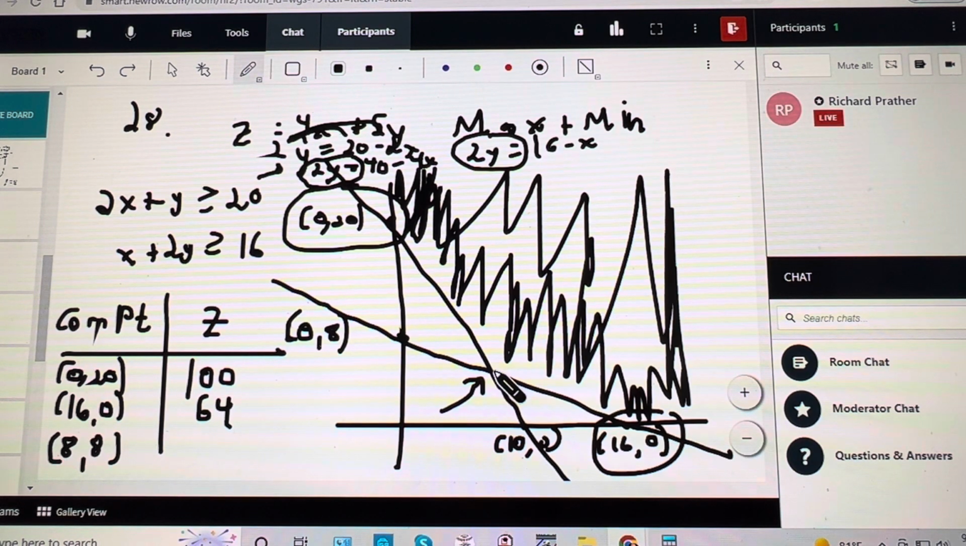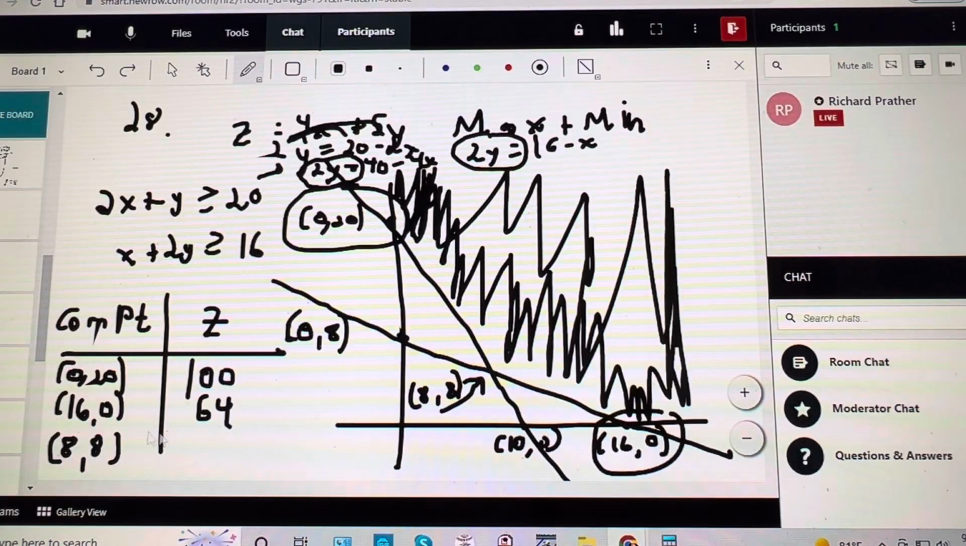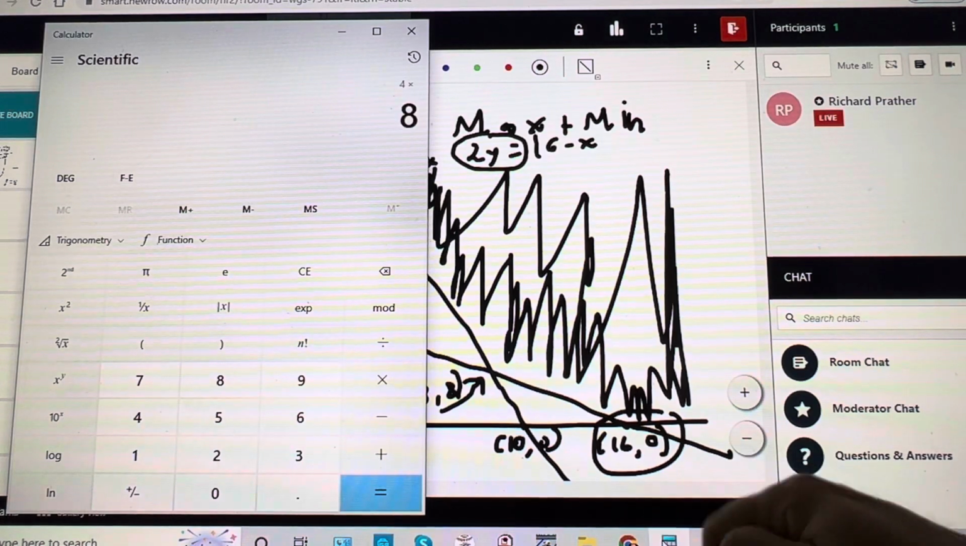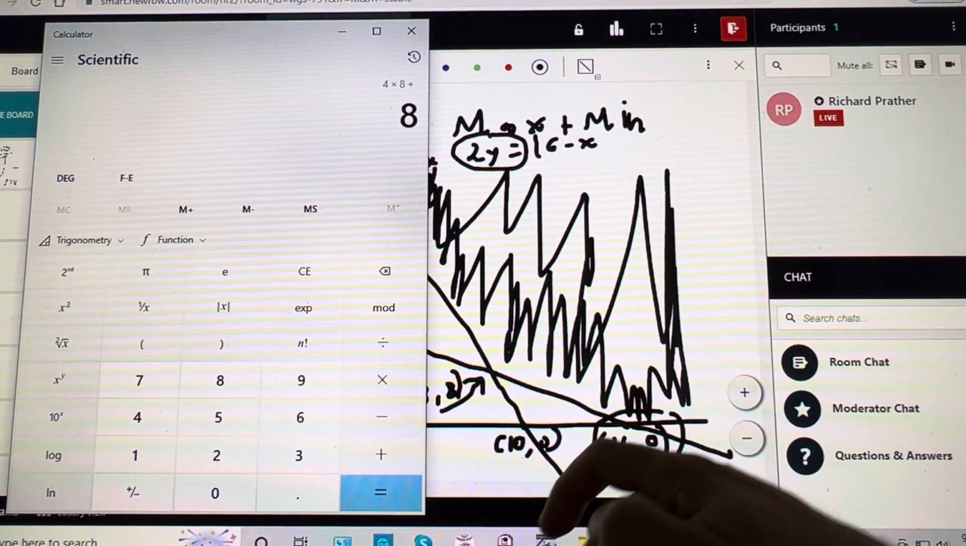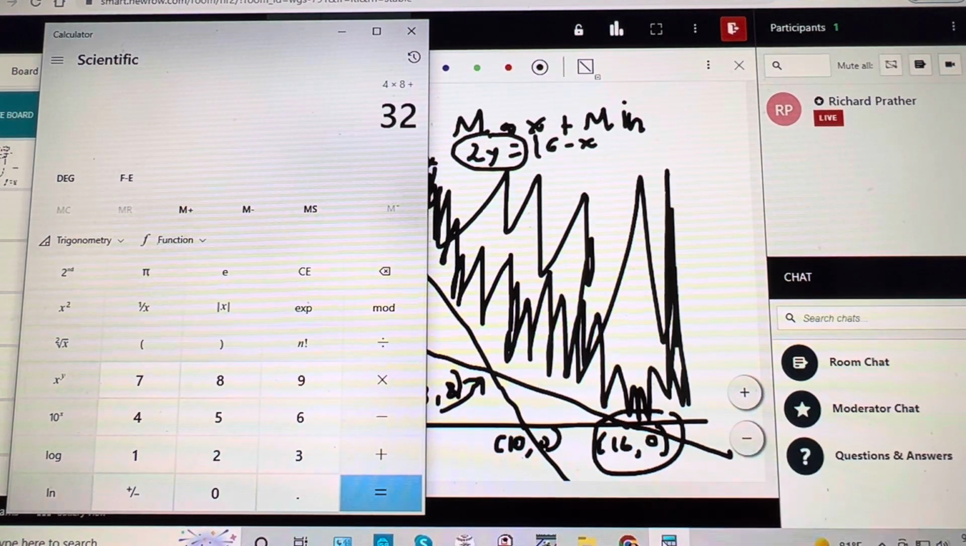That's where these cross each other. So 8 times 4, can't even read it now, I wrote over it. Was it 4x and 5y? Yeah, 4x and 5y. So 8 times 4 and 8 times 5 and add them together. 4 times 8 plus 5 times 8. Is it higher, lower, or equal to 64? It's higher than 64.